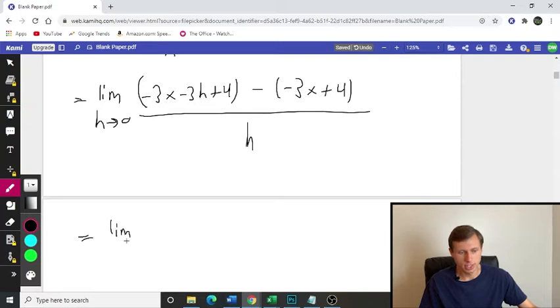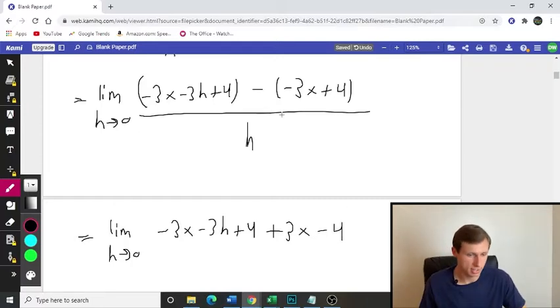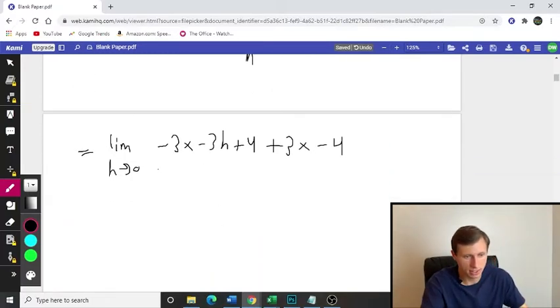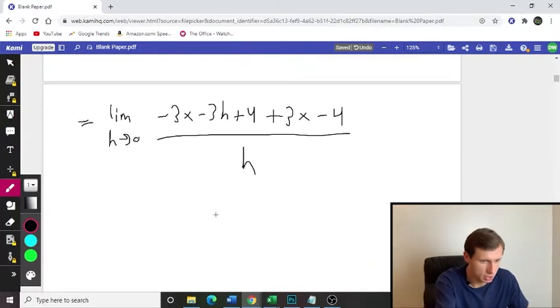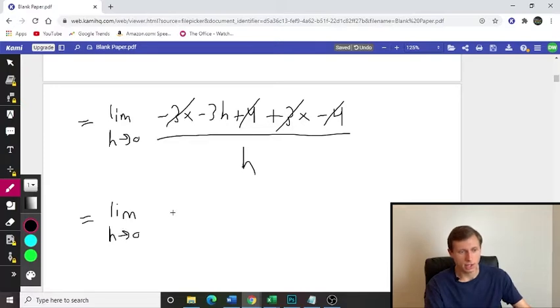So we get the limit as h approaches 0 of, in the numerator I have negative 3x minus 3h plus 4, and now the next term plus 3x minus 4. So I'm just distributing out that negative sign there. And then the denominator, I just have h. Okay, so let's see what happens. First of all, the 4's cancel, and the negative 3x and the 3x cancel. And all we're left with is limit as h approaches 0 of negative 3h over h.